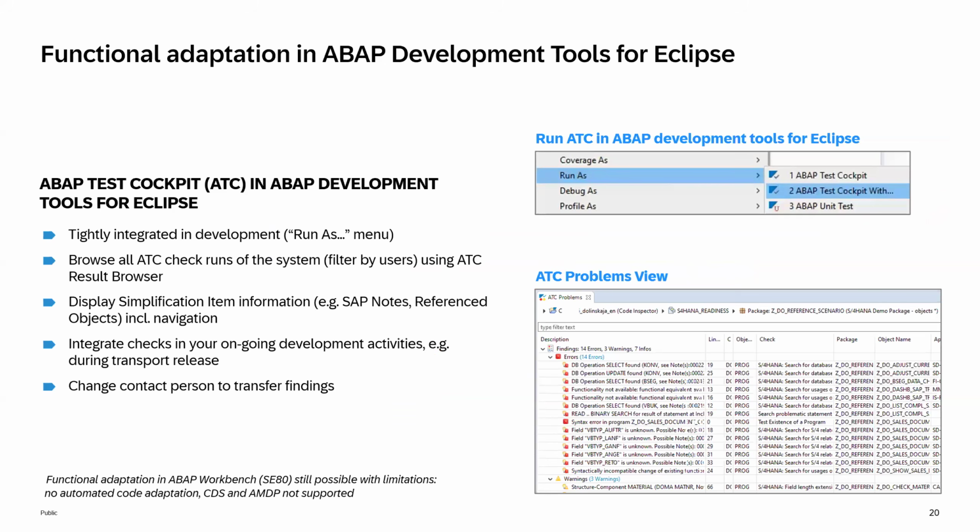The ABAP Test Cockpit is tightly integrated into ABAP development tools for Eclipse. You can just execute an ABAP Test Cockpit run from the context menu of ABAP development tools for Eclipse using the S/4HANA readiness check variant again, but now locally on the new converted S/4HANA system. And this ABAP Test Cockpit run is actually the basis for the custom code adaptation on the new S/4HANA system. So you execute the ABAP Test Cockpit run, and then you will get the findings which can be adapted manually, or you can also benefit from using the quick fixes.